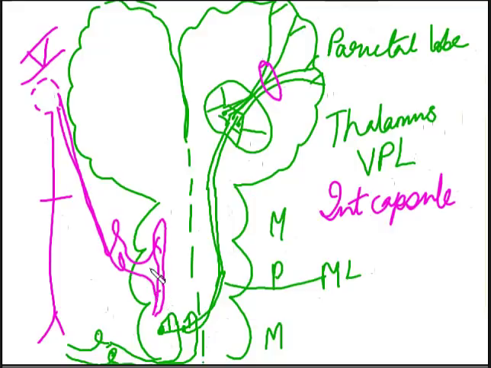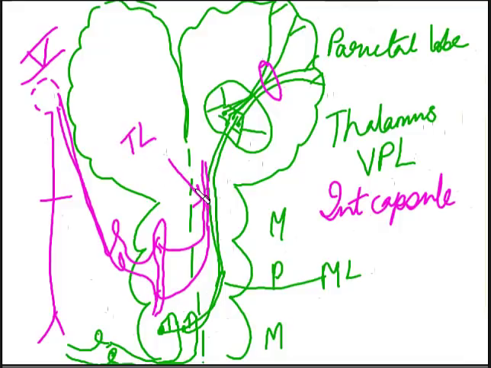This is equivalent to the gracile and the cuneate nucleus. From here, fibers start and they join this medial lemniscal pathway. This area here is known as the trigeminal lemniscus. For now, I just want you to understand how the trigeminal lemniscus is joining this medial lemniscal pathway. It only joins it in the brainstem, and we'll be doing it when we do the brainstem.